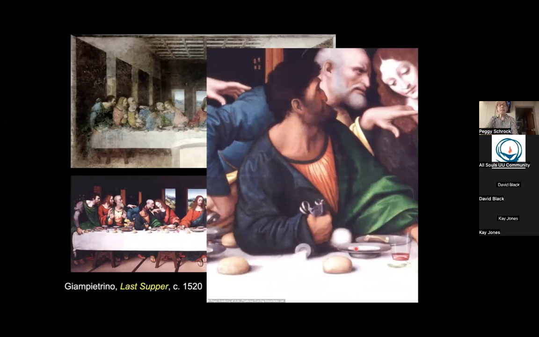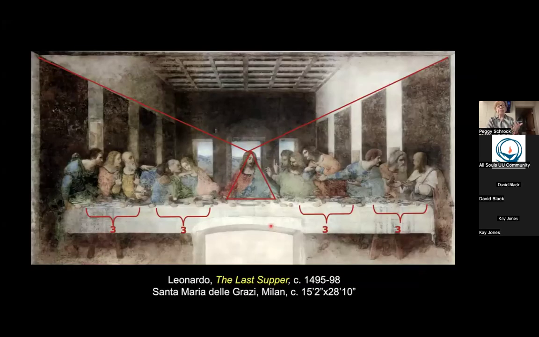Also, he's depicted as sort of leaning back. His face is in shadow. There are other little hidden clues that identify him for us.